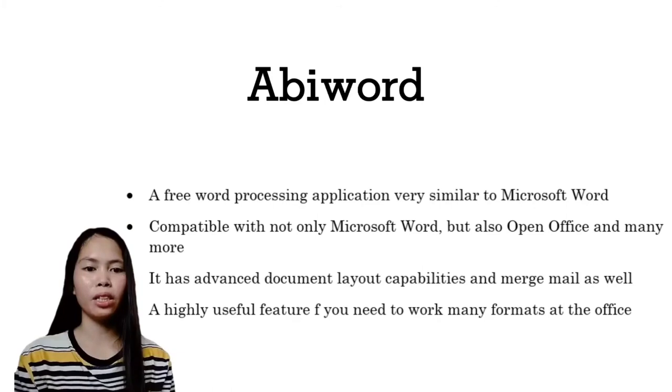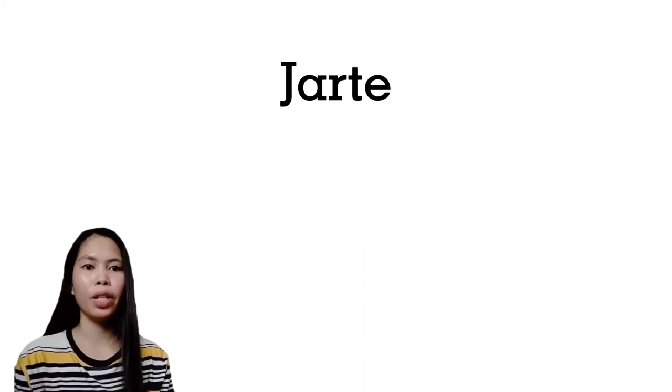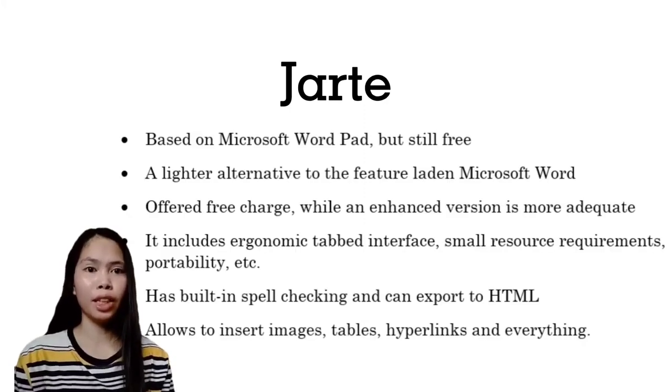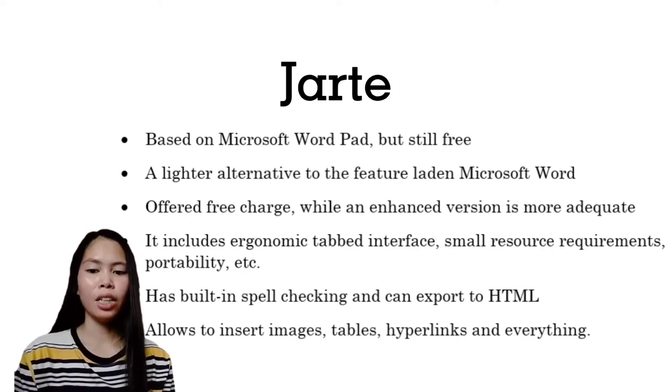Next is AbiWord, a free word processing application very similar to Microsoft Word, compatible with not only Microsoft Word but also OpenOffice and many more. Next one is Zarte, based on Microsoft Word but still free. Zarte is a lighter alternative to the feature-laden Microsoft Word, offered free of charge. Zarte also includes an ergonomic tab interface, small resource requirements, portability, etc.